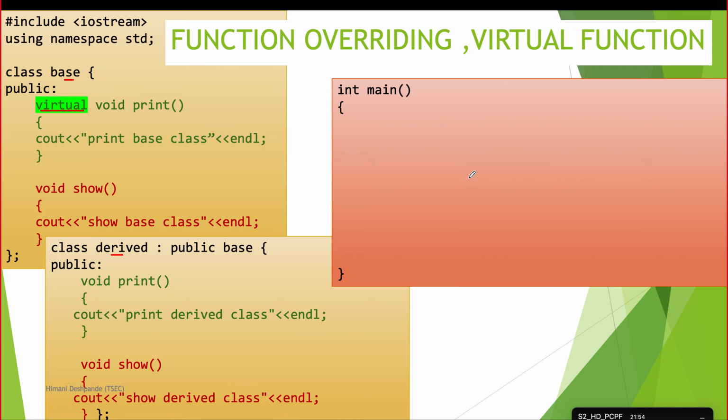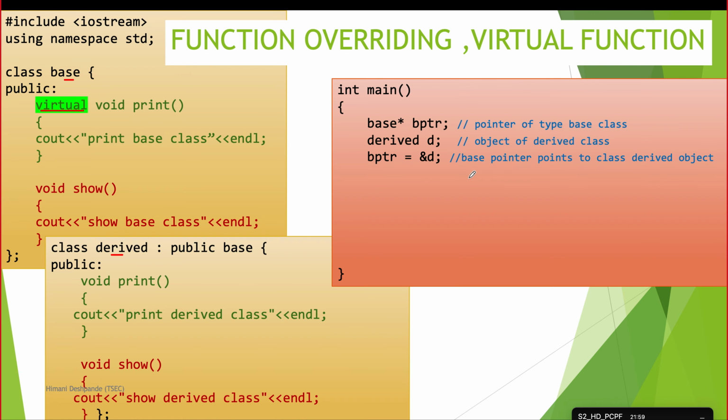Just look at the right hand side. So we'll try to call these functions. What we did, the first step would be creating the pointer. So we have created a pointer named BPTR, which is of type base class. We have created an object D of derived class. Now we have made our pointer point to the address of derived class. These are the general steps that we have seen in the previous slide also.